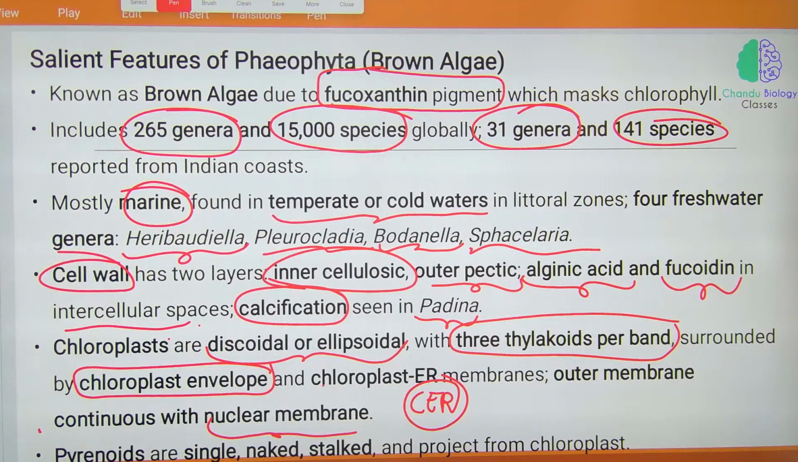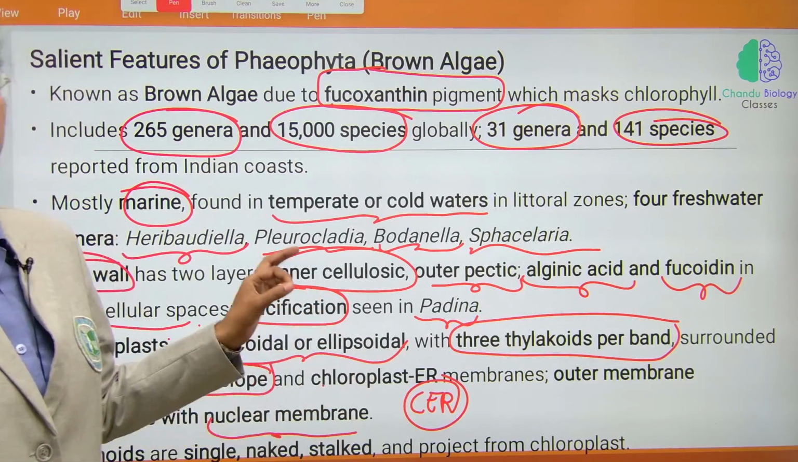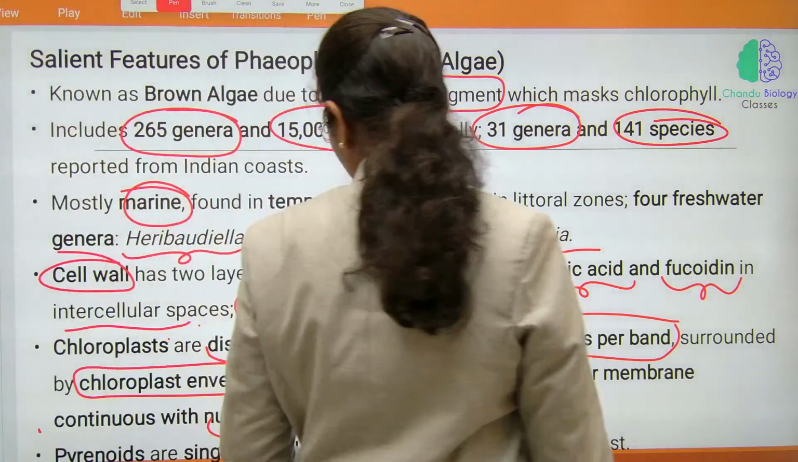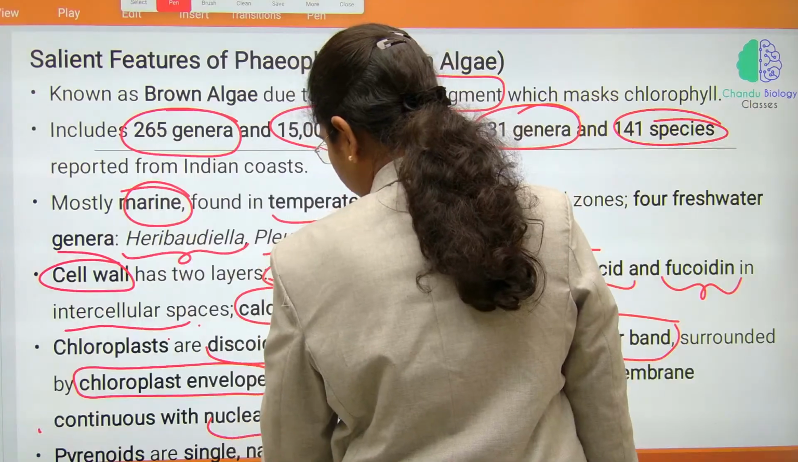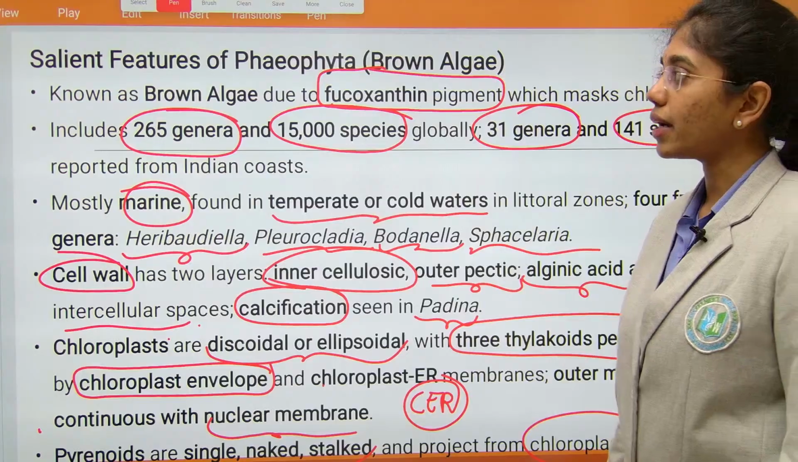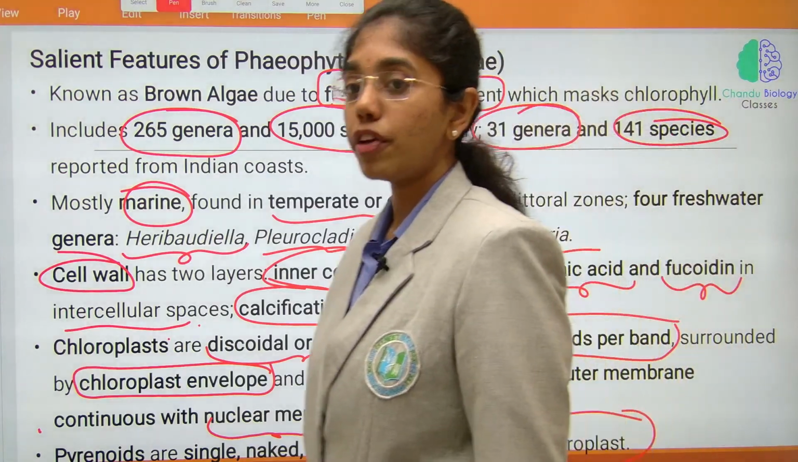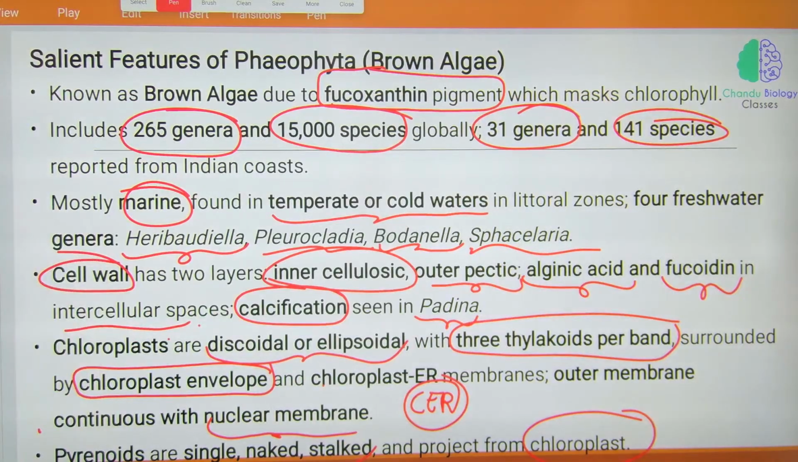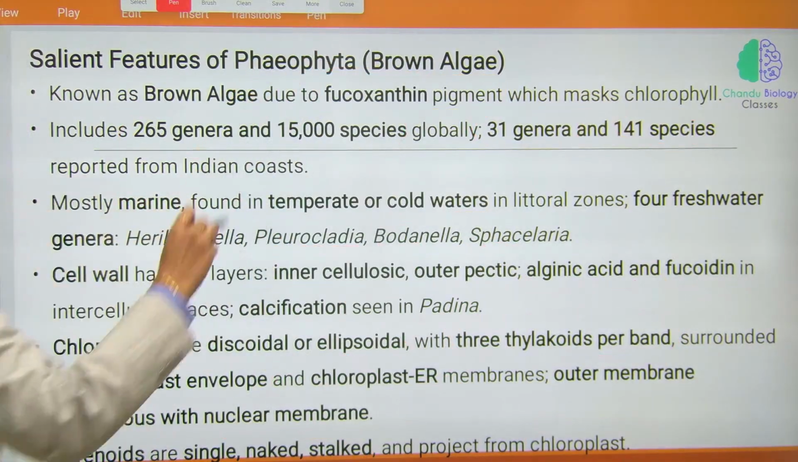And pyrenoids. Pyrenoids are the food storage organelles. These are present inside the chloroplast. Pyrenoids are single, naked and stalked structures. They are produced from the chloroplast. These are the salient features of Phaeophycean members. Clear till here? Any doubts anywhere?